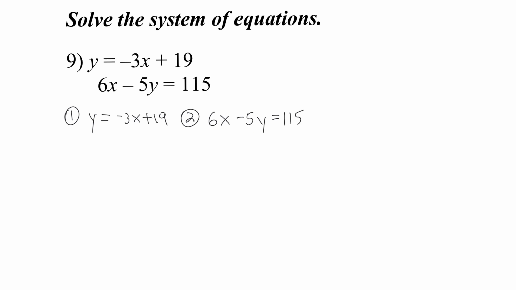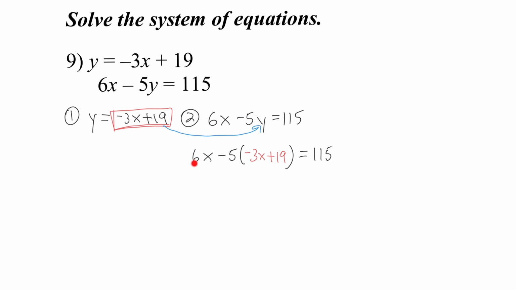And I'm going to substitute all of this right here, the y value, into the y. So I'm going to take it right there. You are going to substitute. So we have the 6x minus 5. Substitute. Notice I'm going to put in the parentheses the -3x plus 19. And you have equal to 115. So now you are going to solve for x.